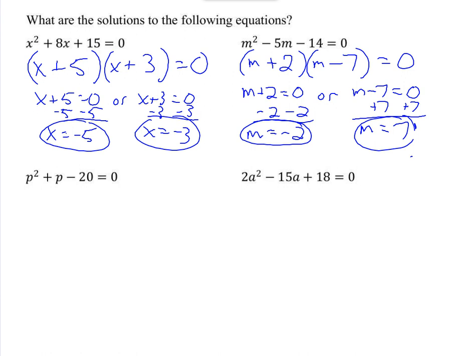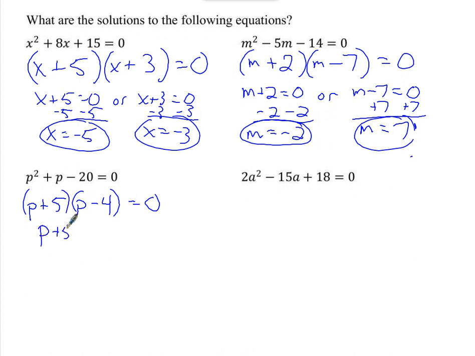GCF, not other than 1. So undo FOIL equals 0, P, P. And my signs are plus, minus. And my numbers have to be 5, negative 4. Yes. Check. 5 times negative 4, negative 20. 5 plus negative 4, positive 1. So those are correct. Now what?